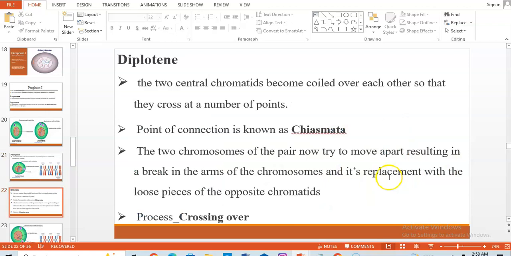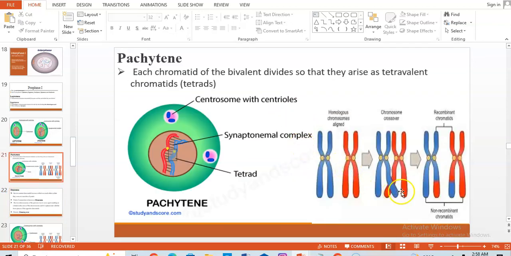So this point of connection, what happens now? They become coiled over each other and they form a number of points of connection, right? So these chromatids will tend to pull away from each other, because the chromosomes forming the homologous pair try to pull away from each other, and they have already joined to each other. What happens? There will be a break in the arm. So let's say you can see this red one and this blue one. This blue one will break, the arm will break here, and this red one, the arm breaks here.